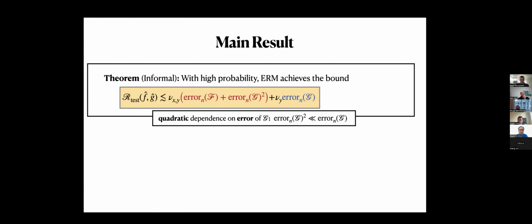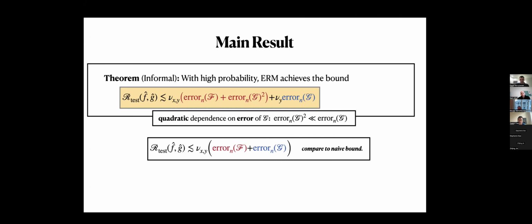So why is the bound interesting? Well, if you look at the term that hits the distribution shift involving X, nu XY, we have a quadratic dependence on this error N of G. And in particular, in the realm of statistical consistency, where these errors are going to zero with more data, the square of a small number is way smaller than the small number. So we're getting something much better here. We're getting a quadratic speedup in our dependence on the error of G.